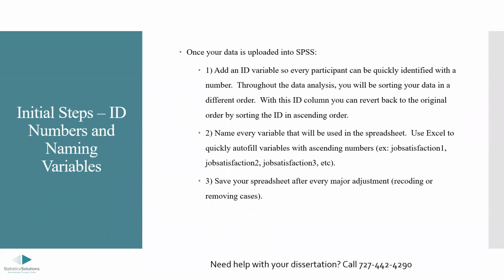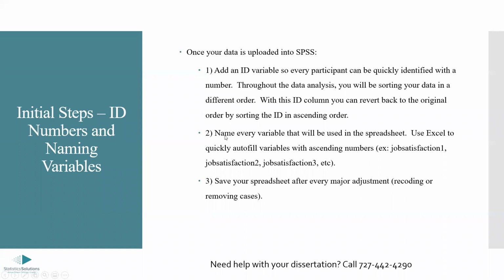The first thing you want to do is add an ID variable so you can quickly identify all the participants in your data. Usually when you do data analysis, you want to make sure everybody's de-identified so you don't have characteristics like name or email address or phone number. You want everybody to be anonymous and confidential. So first you want to add some identifier, and you can just use a number for that.